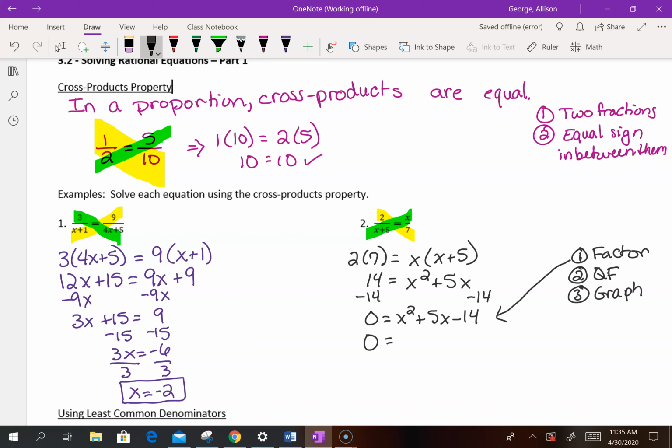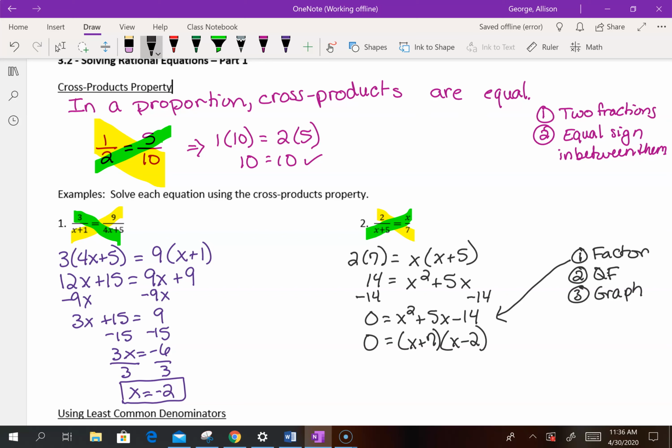Only numbers that multiply to be 14 are 1 and 14 and 2 and 7. So it needs to be -14. So one has to be positive, one has to be negative. 1 and 14, whatever combination you do, there's no way you're getting 5. 2 and 7, it's doable. So we would need that to be a positive 7 and a -2. So positive 7 times -2 gives us -14. Positive 7 plus -2 gives us 5.